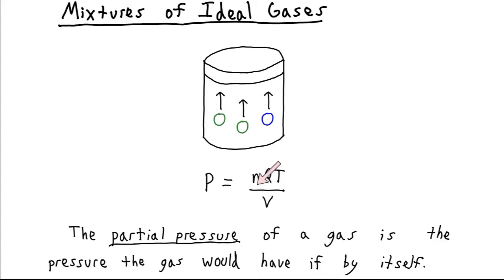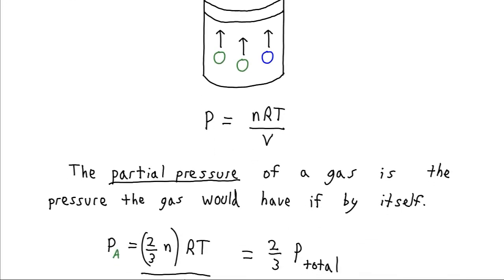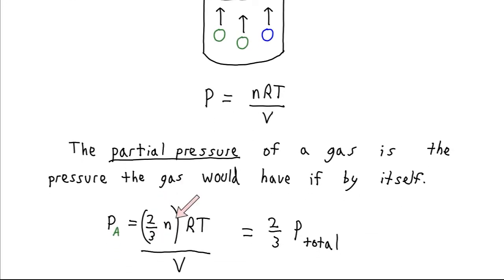Now the total number of molecules, that's going to be N, and here 2/3 of all the molecules are the green molecules. So the partial pressure is just going to be 2/3 of however many moles are in the container, plugged into our PV equals nRT equation, so times R times T divided by V, which is going to be equal to 2/3 times nRT over V, which would be the total pressure. So we have 2/3 times the total pressure.